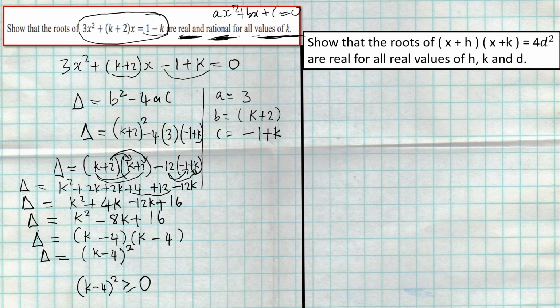Because anything squared will always be above 0. If you square a negative, it changes to positive. So anything squared will always be greater or equal to 0. Therefore our k minus 4 squared, which is our delta, will always be greater or equal to 0. Great. That is how you have shown that indeed the roots are real and rational. You have to know what you have to show: at the end, delta is greater or equal to 0.